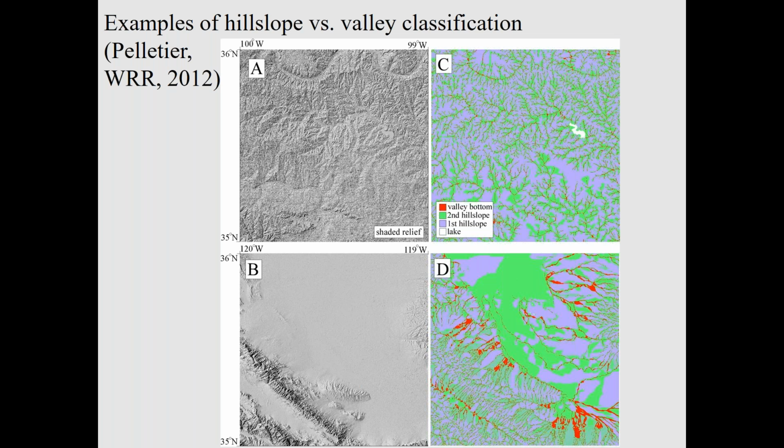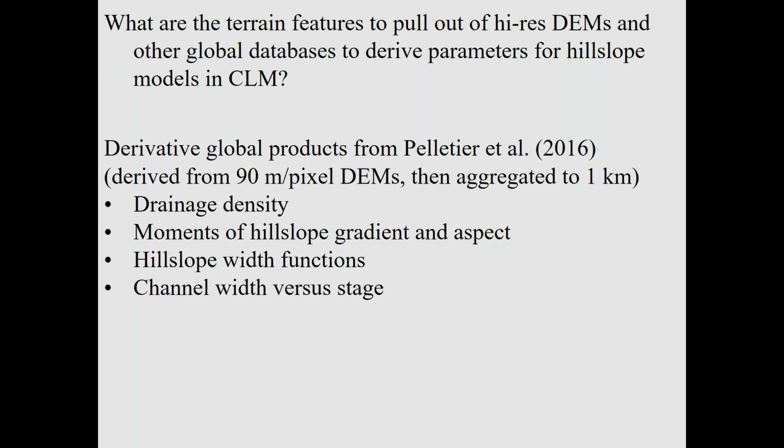So if you have analysis that you want to do on every one of the land tiles around the world, it can be done with many workers working at the same time and returning that analysis all at once, and aggregating that analysis as needed. One of the questions that Ying posed was, what are the terrain features to pull out of high-res DEMs and other global databases to derive parameters for hill slope models in CLM?